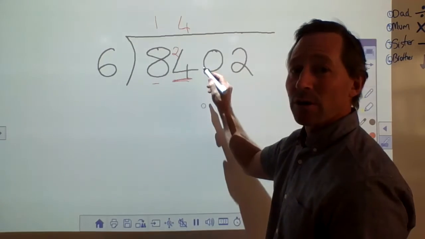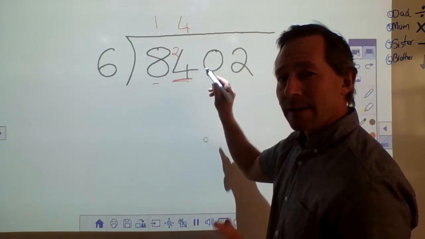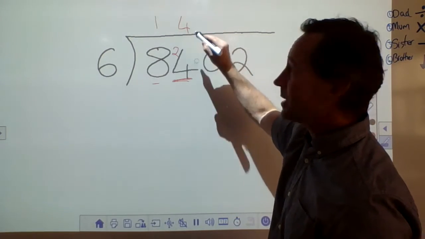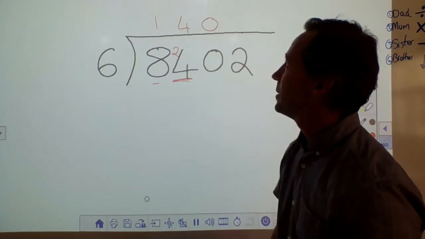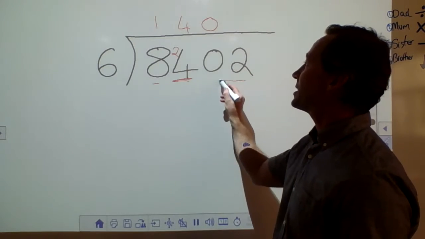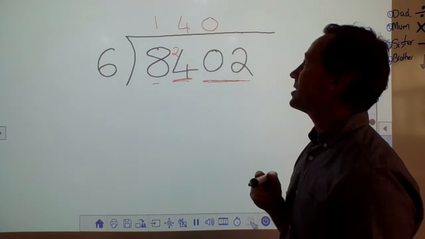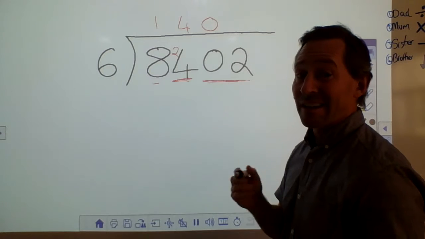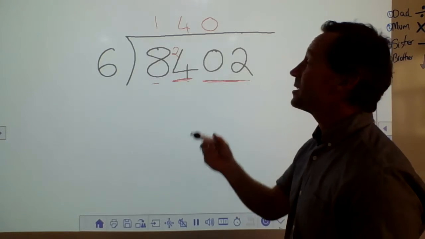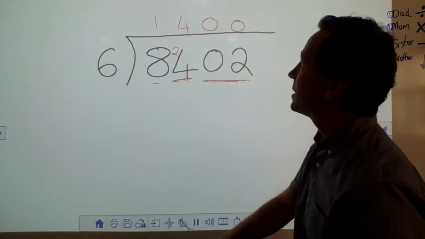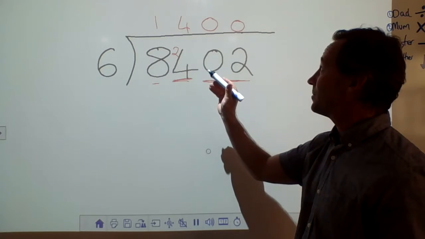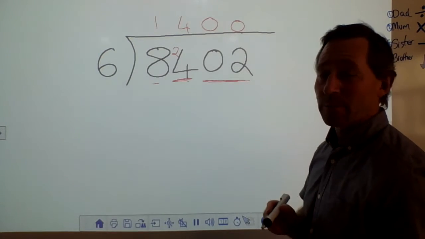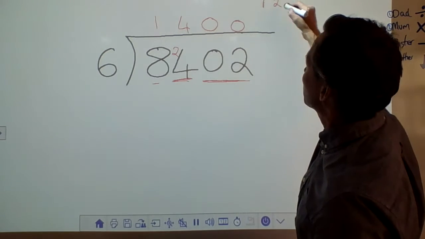Can 6 fit into 0? It can't. Now, if you can't do that, you need to put a 0 up here. Okay, so let's put a 0 up here. And I bring in the next digit, so it's now saying 2. Can 6 fit into 2? No. So I have to put another 0. Now, with this in mind, that means that will be my remainder. It'll be remainder 2.